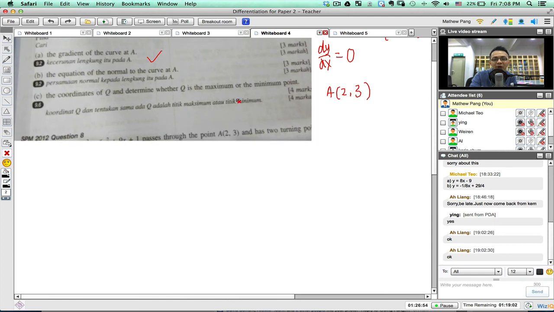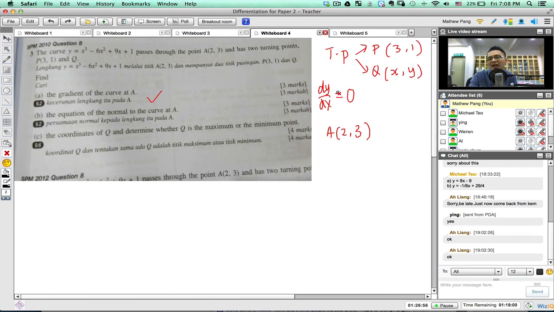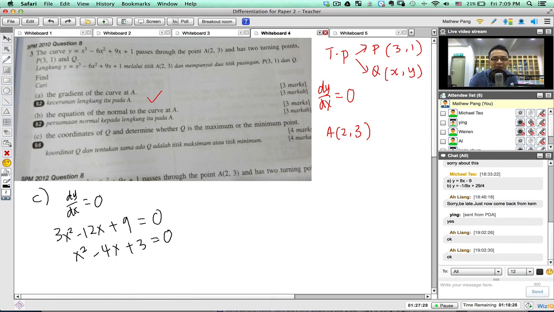Now, C. I want to determine whether Q is a maximum or minimum, and I need to find the coordinates of Q. So I will use the information I have here. For part C, I know dy/dx will equal 0 because the question told us that P and Q are turning points. So dy/dx equals 0. What was my dy/dx just now? We have 3x squared minus 12x plus 9 equals 0. Because this is dy/dx, it equals 0. I make the equation simpler by dividing everything by 3.